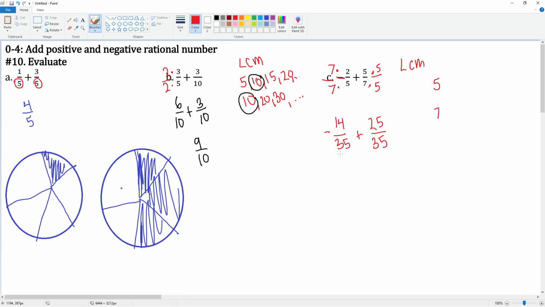Now we can add these together. Negative 14 plus 25, and the bottom number is always 35. So the top value is positive 11, and the bottom number is 35. So negative 2/5 plus 5/7 becomes 11/35.